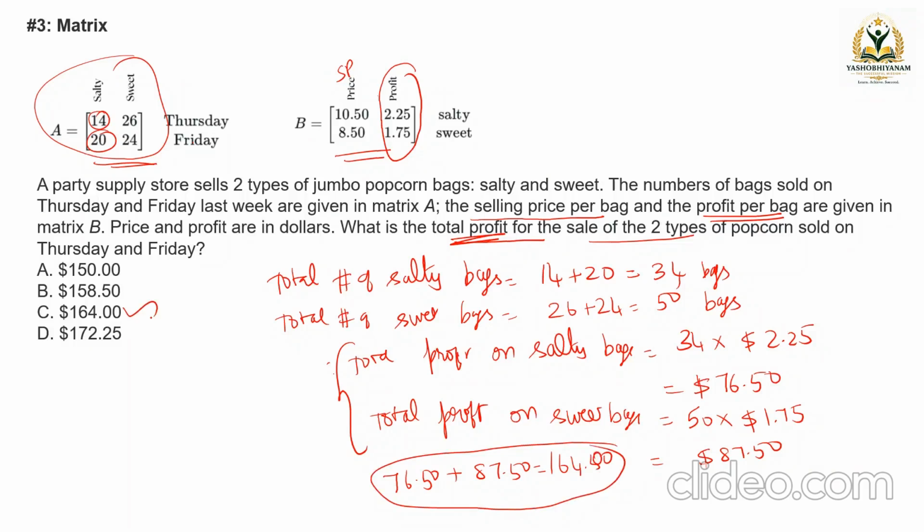Here, just review this once. The question is just asking for the total profit, which means that you are not bothered about the selling price, you are bothered only about the profit. That is why you are looking only at the second column in matrix B. And the total profit means the profit of selling salty and sweets on Thursday and Friday in total.